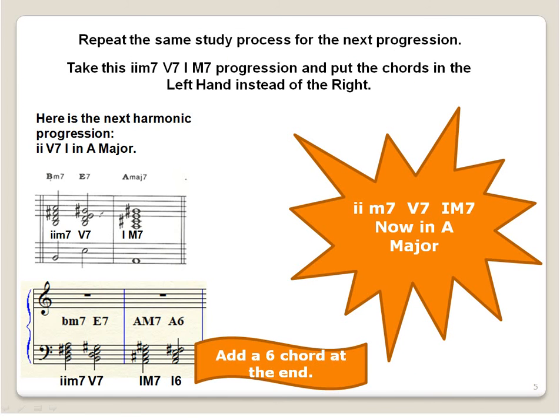On the next page, you're going to repeat the very same study for the next progression. This is going to be 2, 5, 1 in A major. 2 minor 7, 5 7, which is a dominant, and 1 major 7 progression. We're going to first learn it with the roots in the left hand and the chords in the right hand. B minor 7, E dominant 7, A major 7. So that's with chords in the right hand and roots in the left hand.